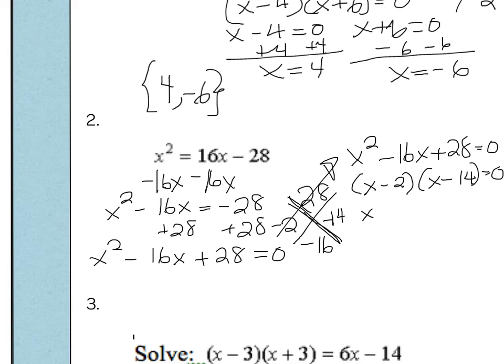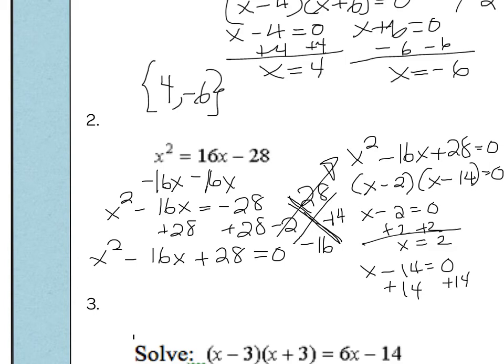And now I'm going to set both of those equal to 0 and solve them separately. I'm going to do one up here, one down here. X minus 14 equals 0. Adding 2 to both sides here is going to give me x equals 2. And adding 14 to both sides here is going to give me 14. Therefore, my two answers are 2 and 14.